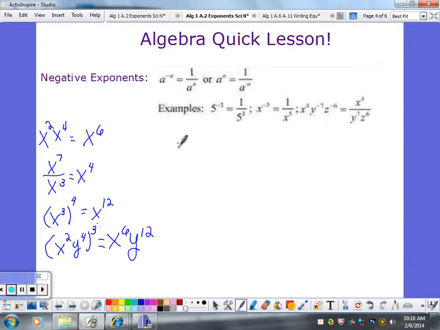So what's new today? First of all, remember how 0 exponents work? What is x to the 0 power? 1. Okay. Anything raised to the first power?